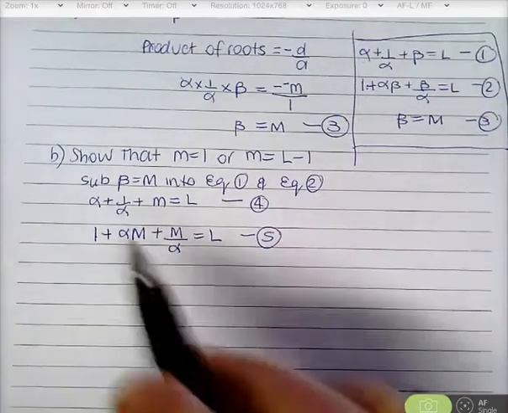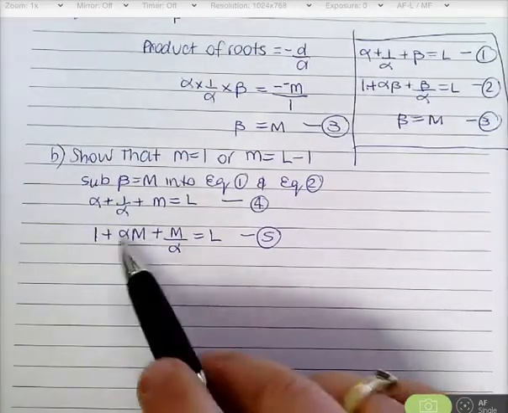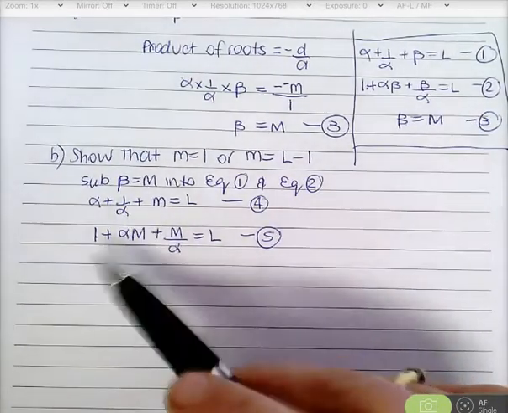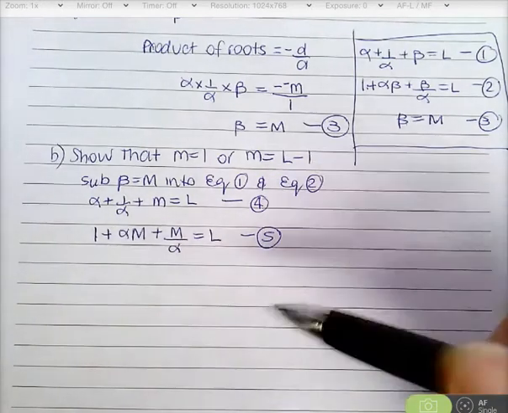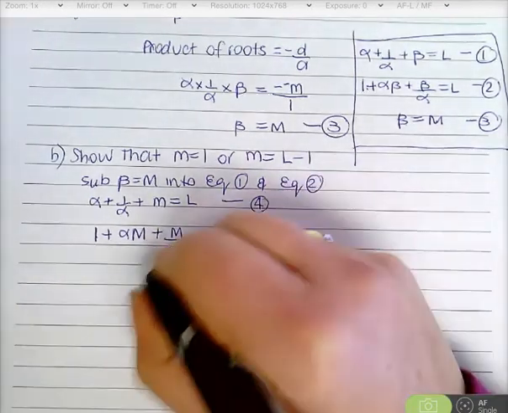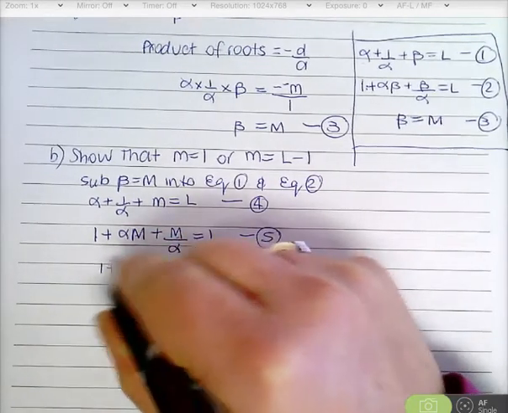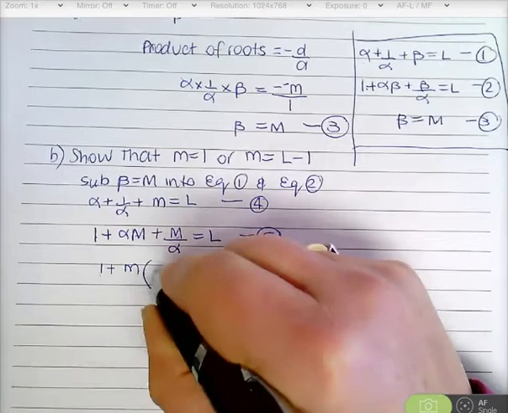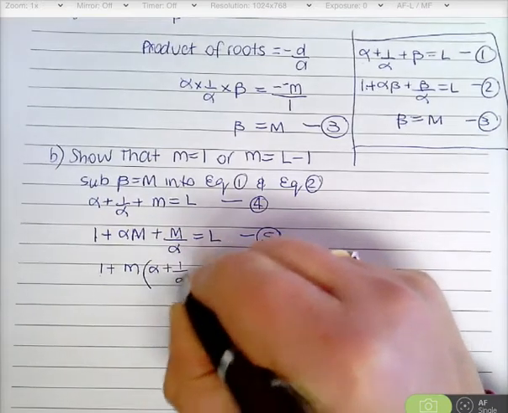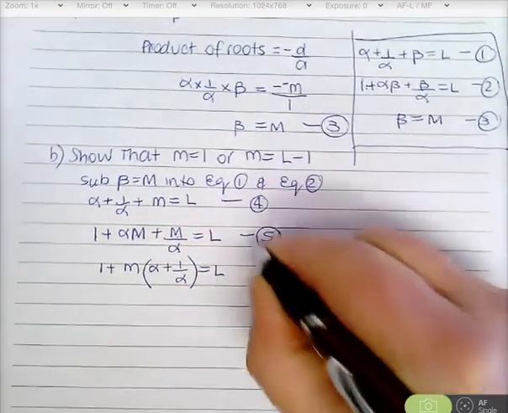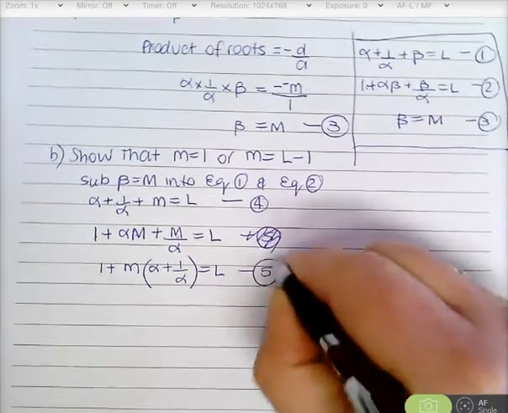Now, I'm really trying to get rid of these alphas from both these equations. So the best thing to do is to try and make alpha the subject. But before I do that, I can see that m is a common factor here. So I'm going to pull out the m. So I've got 1 plus m bracket alpha plus 1 on alpha is L. Actually, I'm going to call that one equation 5.